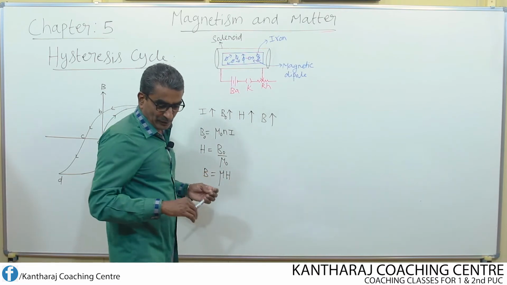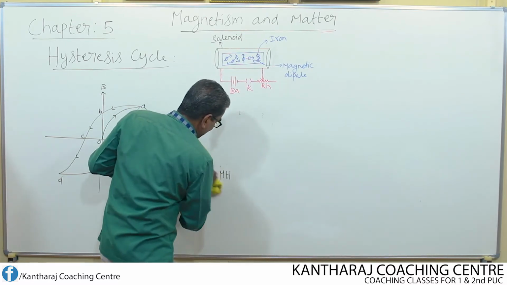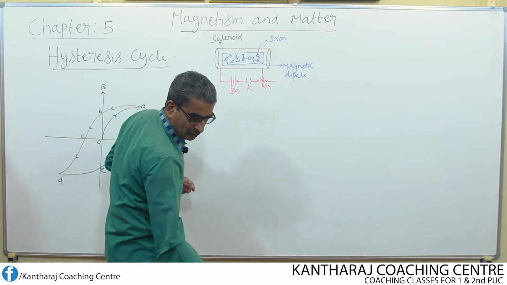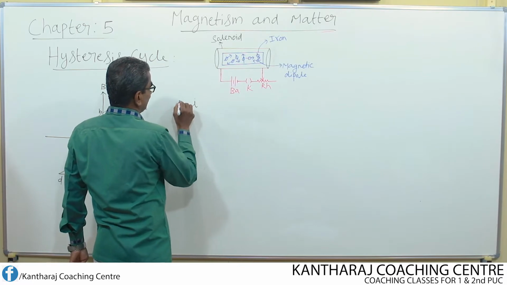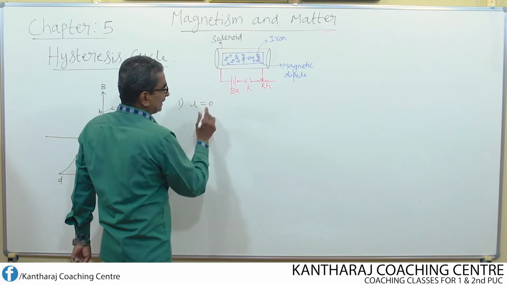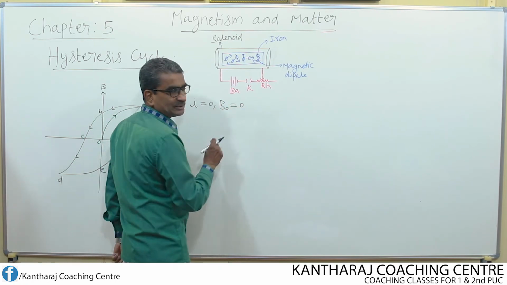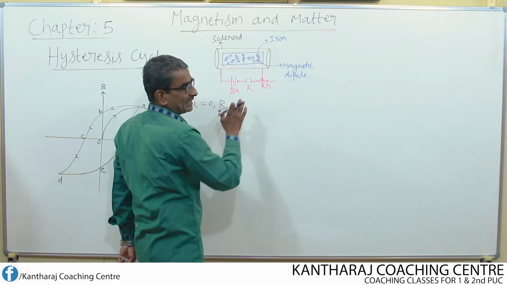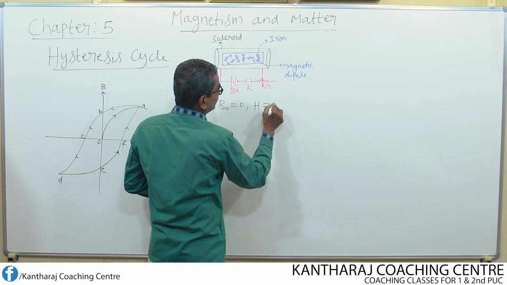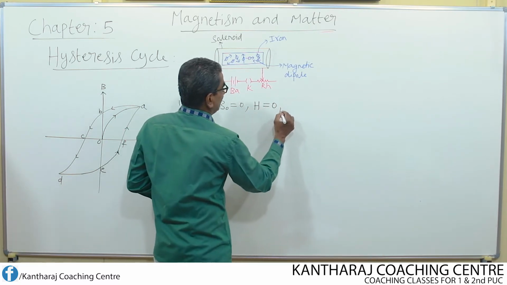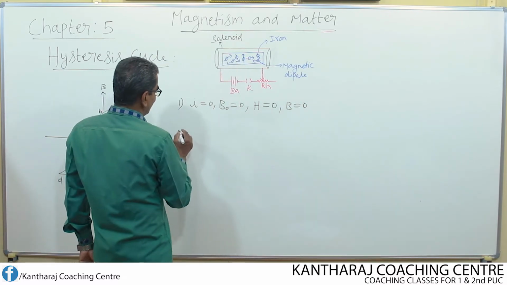So initially, when no current is passed through the solenoid, that means I is equal to 0. First stage, when no current is passed, then what about the magnetizing field? No magnetizing field, B naught equals 0. If you pass the current, then only the magnetizing field exists inside the solenoid. If B naught is equal to 0, magnetic intensity is also 0. If H is 0, then magnetic field B is also 0. Okay. Next.